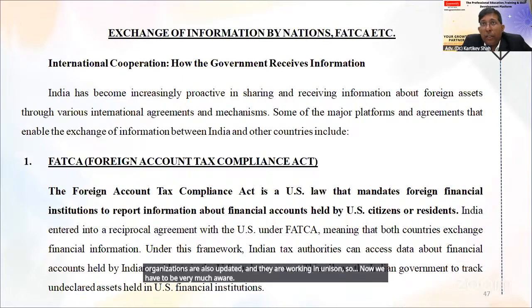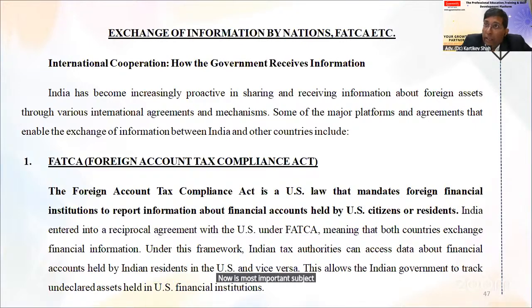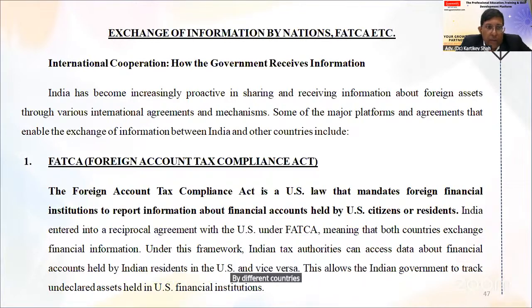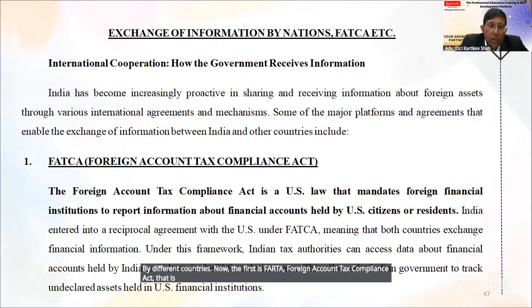International taxation now is the most important subject for learning as far as your tax compliance is concerned. If you are having different businesses in different countries, you cannot ignore it, because there is a sharing of information by different countries. Now, the first is FATCA, Foreign Account Tax Compliance Act, that is of USA.